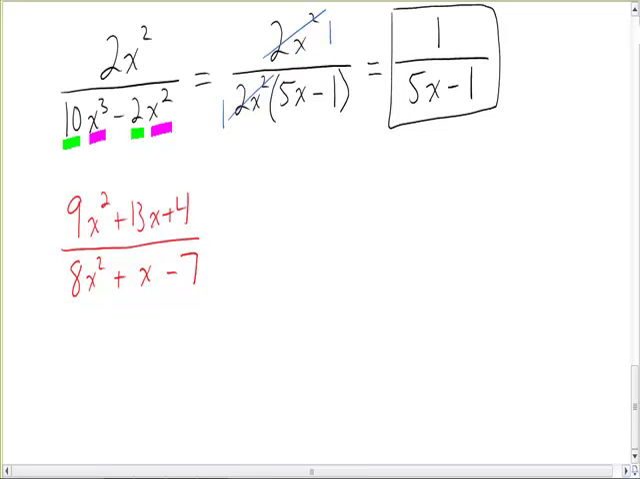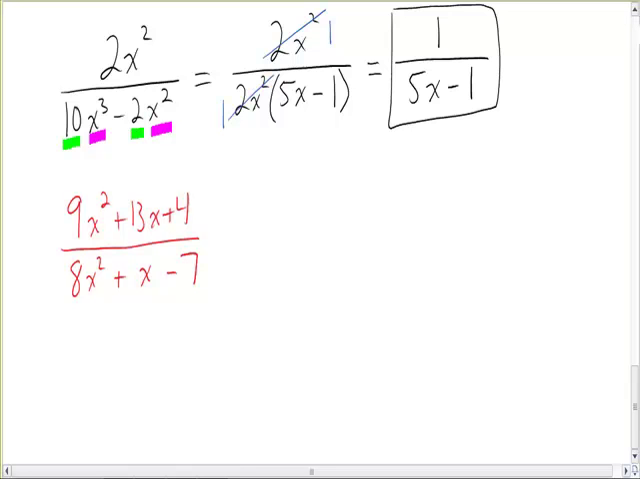Well, we have trinomials on top and bottom, and neither of them has a greatest common factor. Neither has a GCF that I can factor out. And notice that both have a leading coefficient that is not 1. Well, that tells us then that we're going to have to factor by grouping. Oh no. However, it's not going to be that bad.